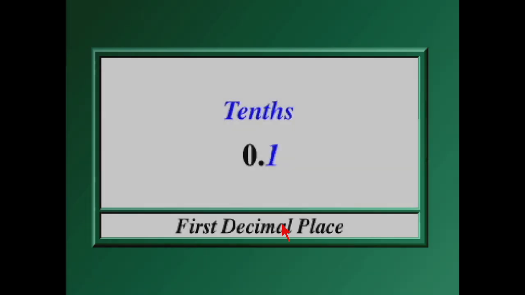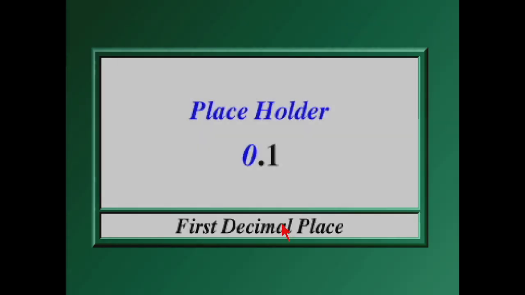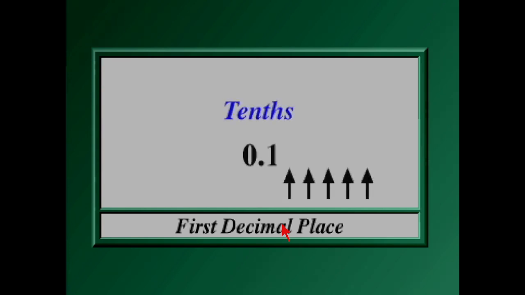The first place to the right of the decimal point is the tenths place. A 0 in the column to the right of the digit 1 is a placeholder. The number in the tenths decimal place has 1/10 the value it would have in the ones column. All numbers are read as tenths if there are blanks to the right of the tenths place.